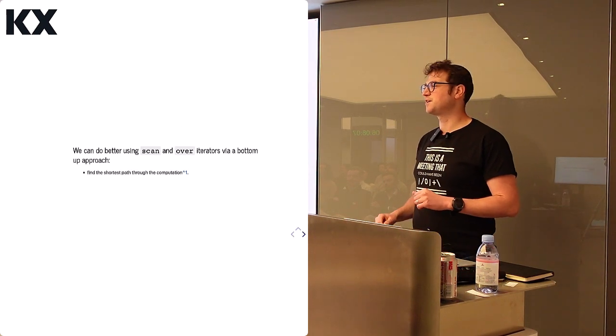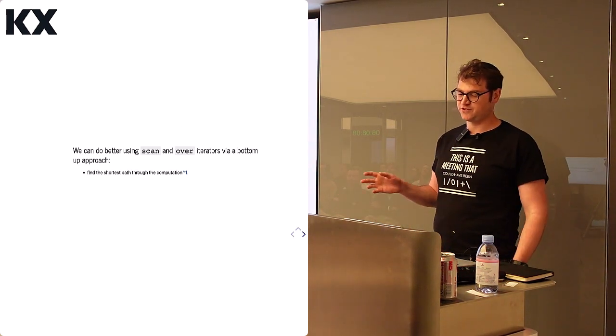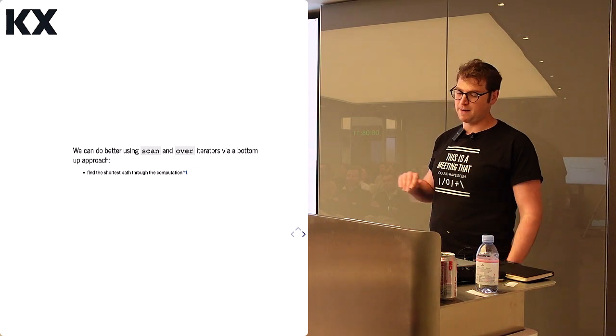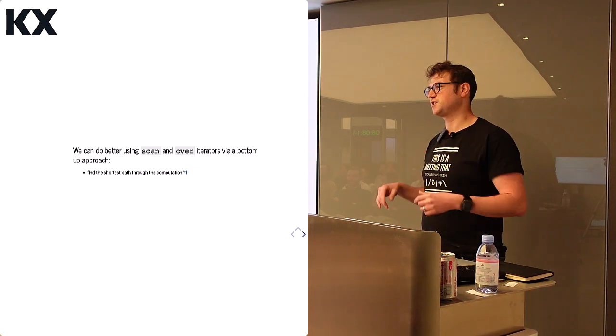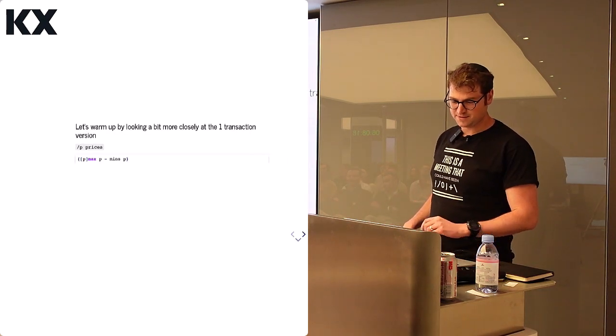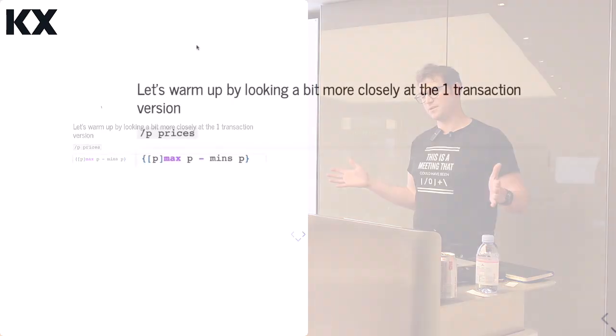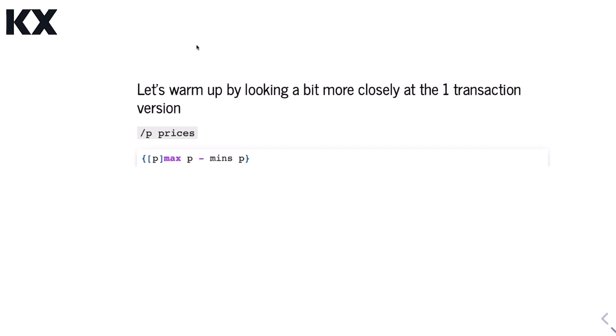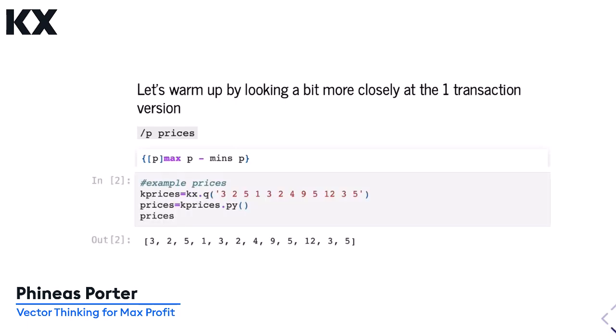But of course, we can do better, and we're Q programmers, so we can use scan and over iterators to solve this bottom up and find the shortest computation, which is always going to be more elegant and more performant. So task number 1, looking a little more closely at the 1 transaction version, why this works. Where P is always going to be prices, we take the cumulative minimums of P, subtract it from the current price, P minus the cumulative minimum, and take the max.